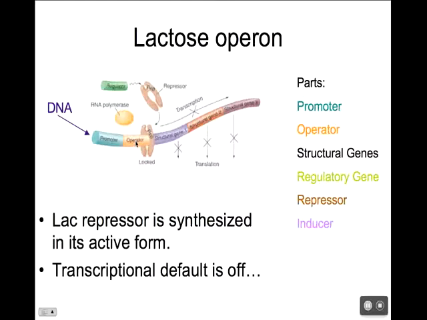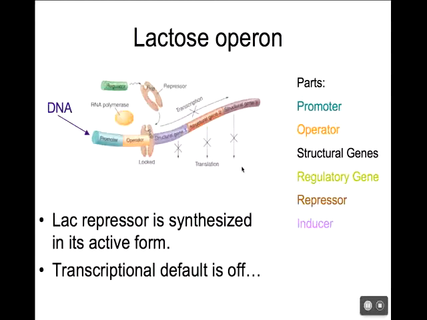The operator is a control site that regulates access to the promoter. In effect, it's going to turn on or off transcription. Then we see the structural genes here. The structural genes in this operon encode the enzymes needed to digest lactose.